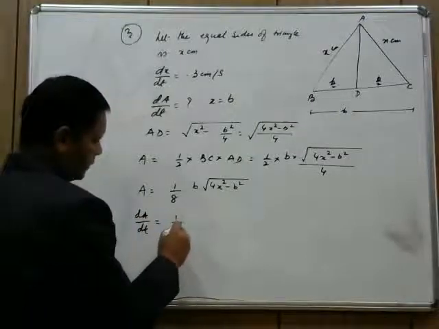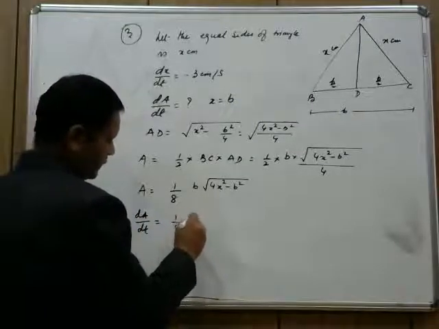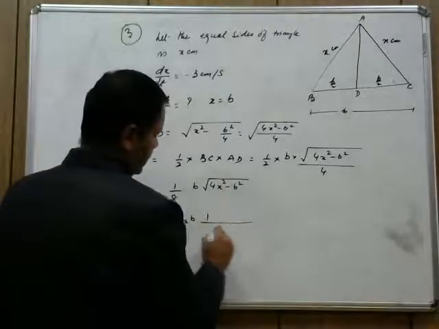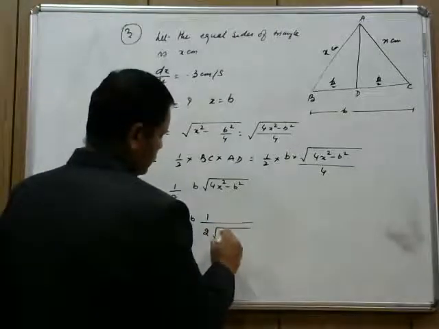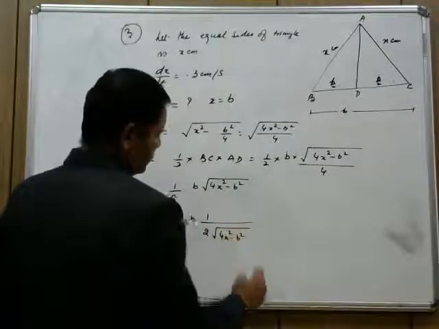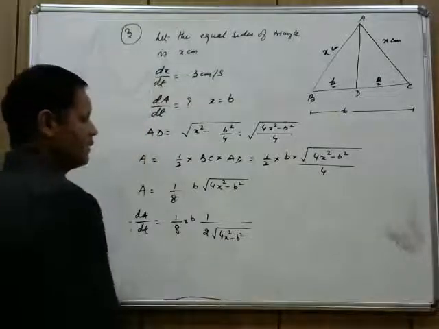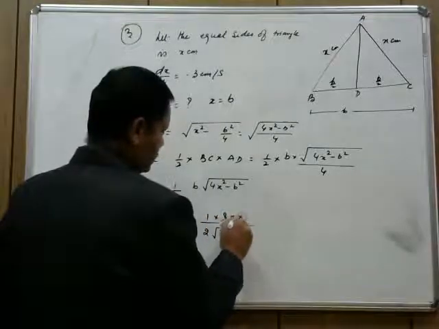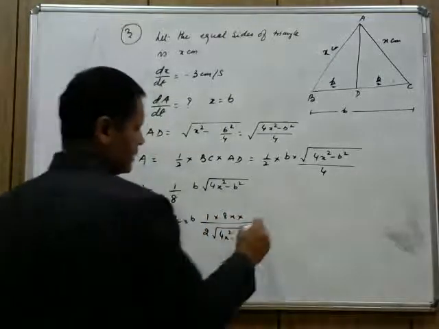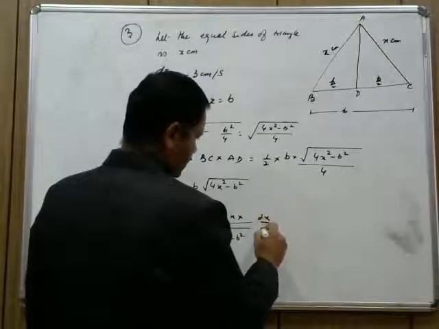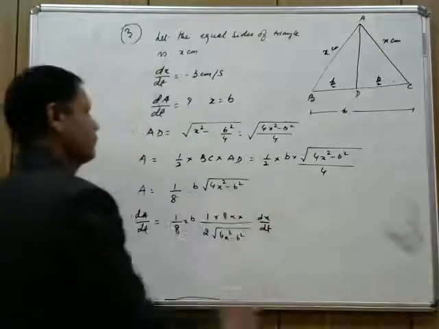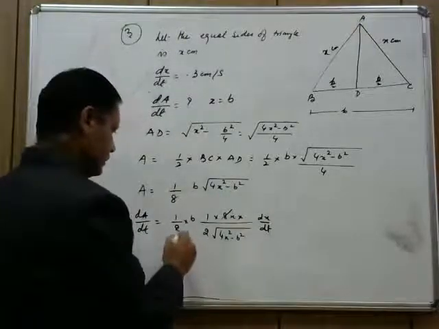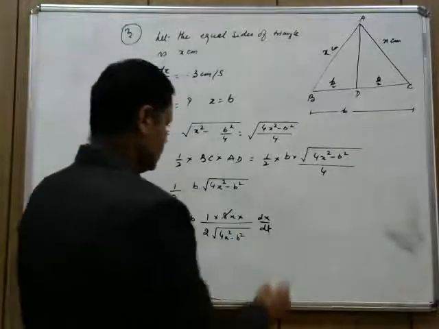Now tell me, dA by dt is equal to 1 by 8 into b, differentiation of this: 1 by 2 under root 4x square minus b square into differentiation of 4x square, which will give 8x into differentiation of x, that will have dx by dt, into differentiation of minus b square, constant term will be 0. Right? Now this 8 and 8 cancel. Now what have we got?